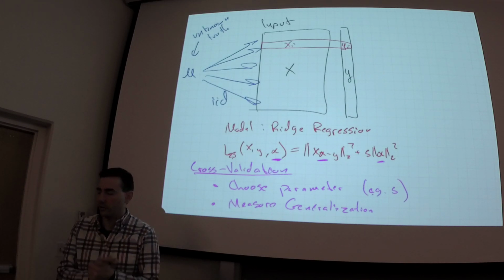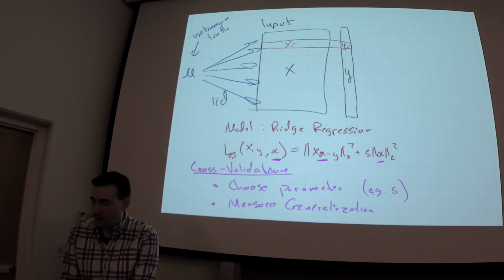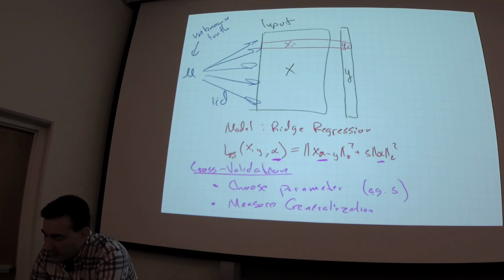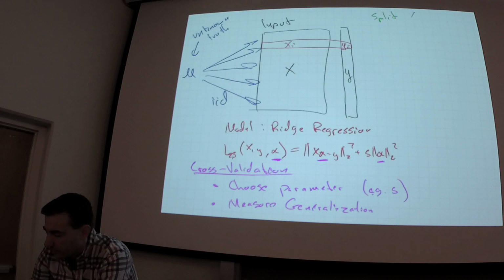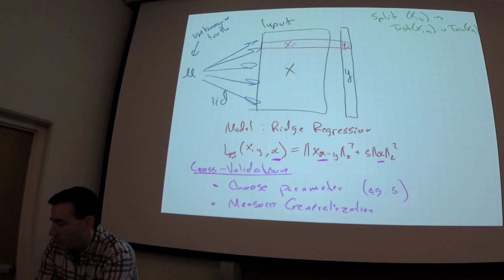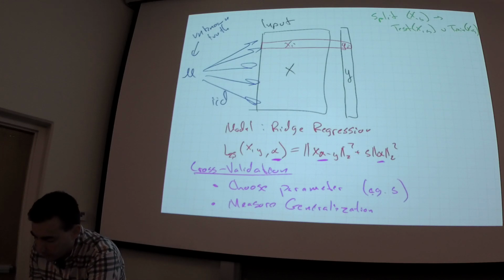I'll explain that issue. So okay, so what is cross-validation? The idea is that you're going to break your data, I'm going to split x, y into the test part of x, y union the train part of x, y. Okay, so the testing and the training part, and this is going to be a disjoint split here.